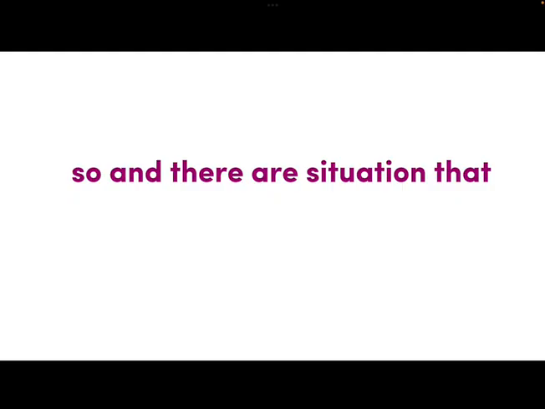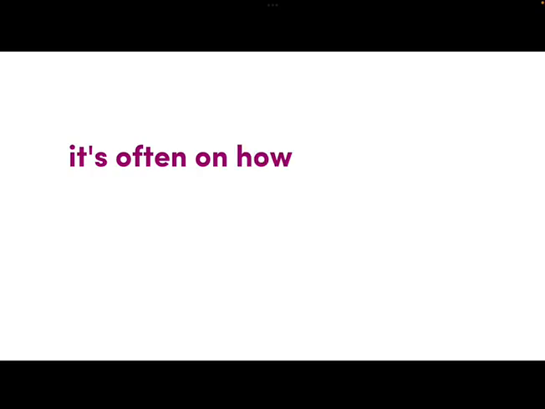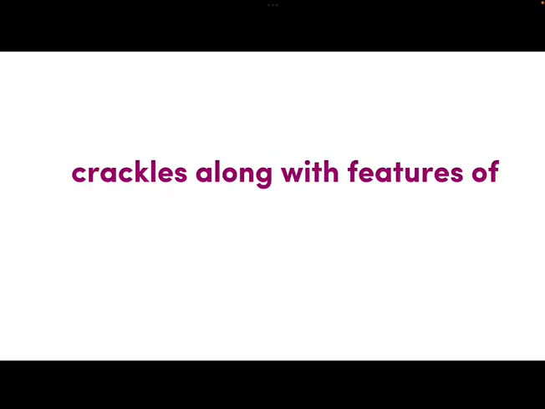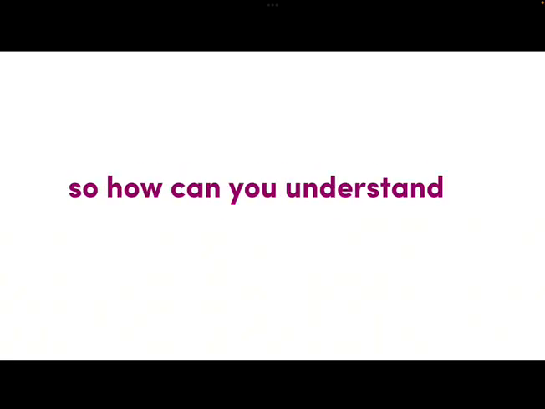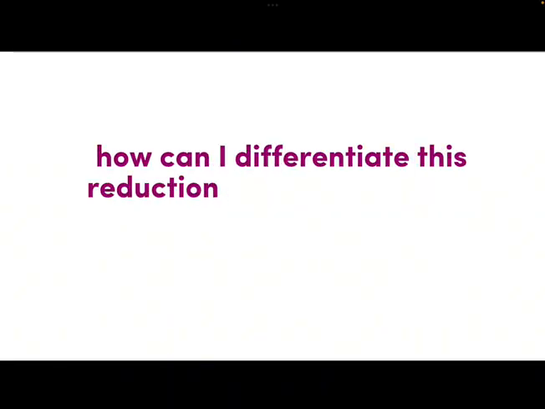And there are situations where there can be overlapping. That means the patient has bronchiectasis with pneumonia. It's on and off. How to understand that? When there are biphasic coarse crackles along with features of pneumonia. So actually now you need to understand. So when you understand this basic understanding, then you really will be able to dig more. Because I did not say how I can differentiate this reduction group from each other, right?